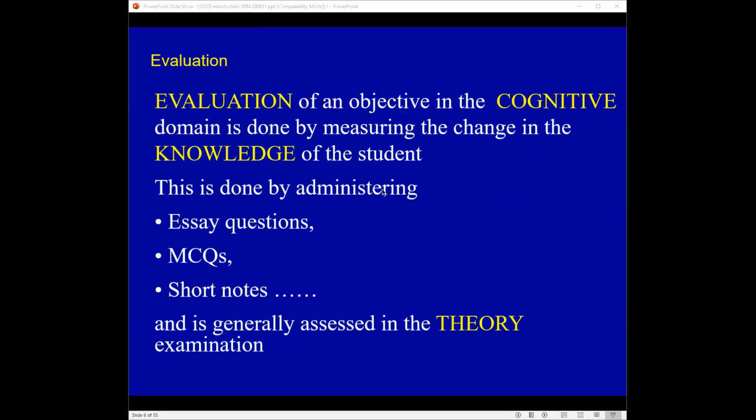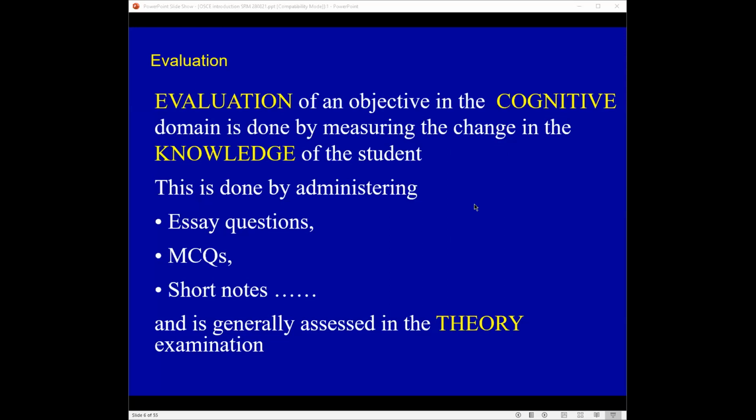So in the cognitive domain, our evaluations are usually done by looking at the change in knowledge. Now, this is very classic, where we administer an essay question, perhaps. We administer an MCQ, a short note. These are all the ways in which we try to assess whether this student has the requisite knowledge, generally assessed in a theory exam setting.